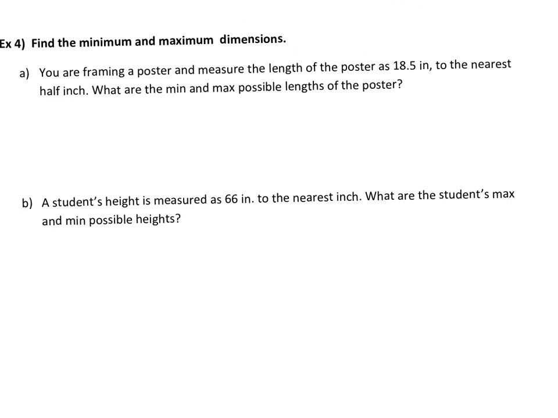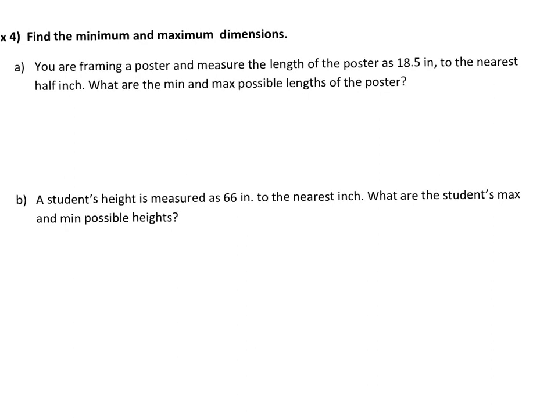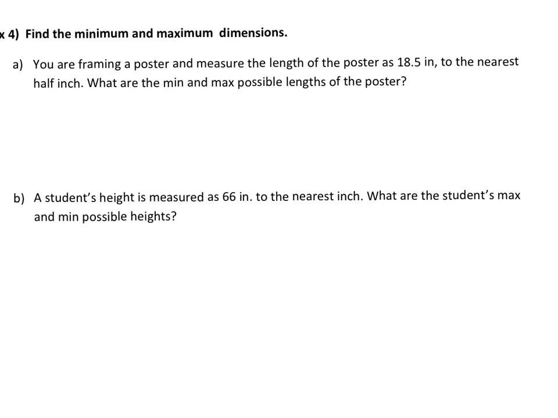Okay? So you are framing a poster and measure the length of the poster to be 18.5 inches. To the nearest half inch, what are the maximum and minimum possible lengths of the poster? Okay, so when we're looking at this, we have got a total of a half inch that we can be off, okay? And when we're thinking about it, it's not a half inch in either direction. It's a total of a half an inch, okay?